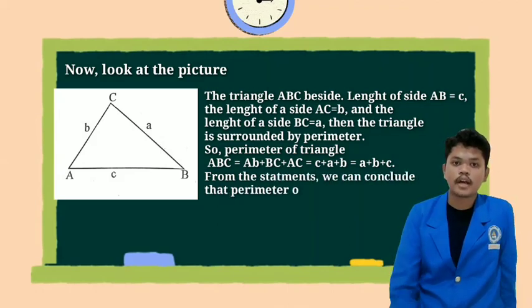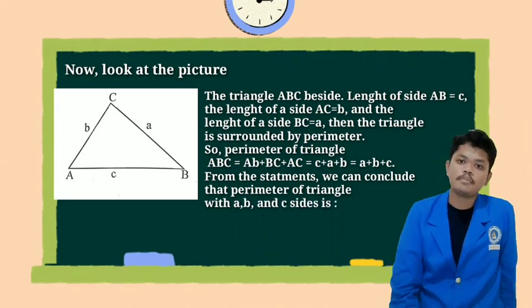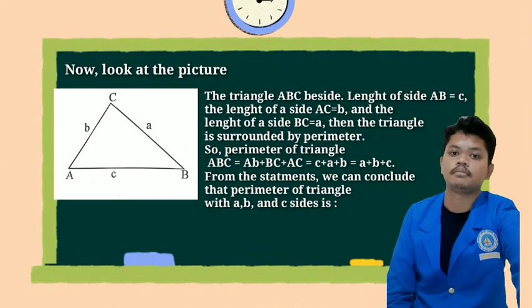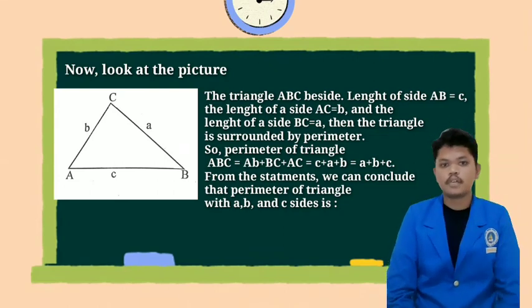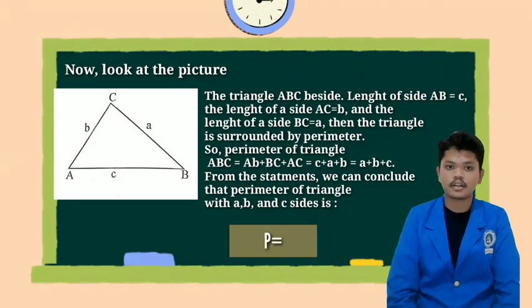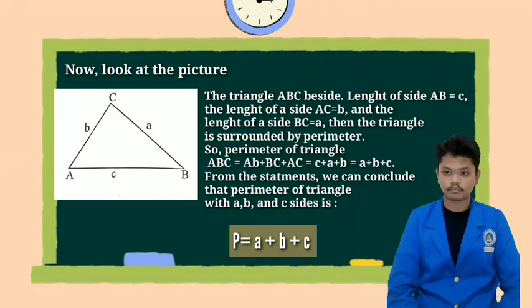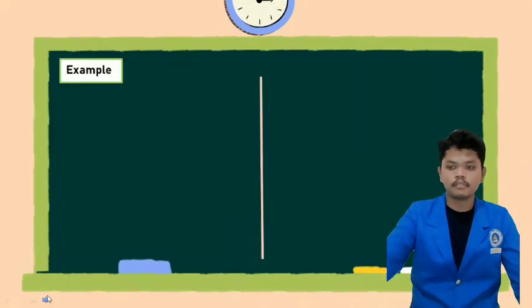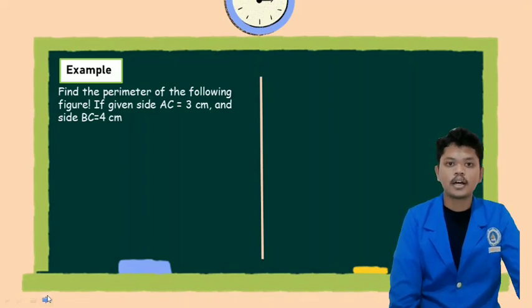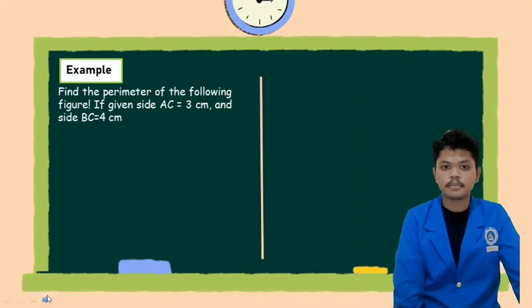So the perimeter of triangle ABC equals AB plus BC plus AC, equals c plus a plus b, or a plus b plus c. From the statement, we can conclude that the perimeter of a triangle with sides a, b, and c is perimeter equals a plus b plus c. Okay. For example, find the perimeter of the following figure, if given side AC equals 3 cm and side BC equals 4 cm.